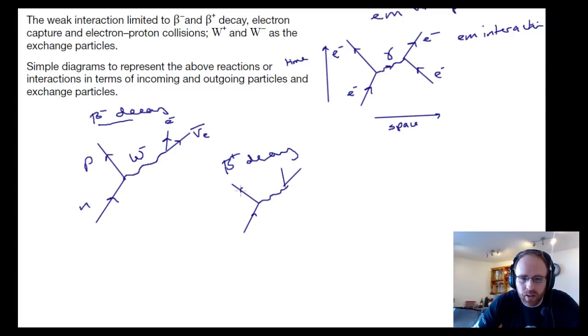Put arrows on all of these. I'm missing some. It's not easy to use one of these little graphic tablets.